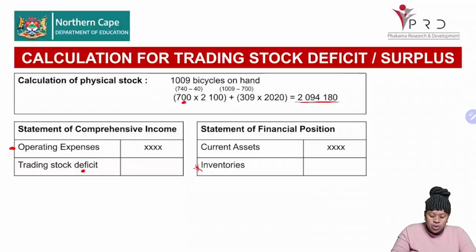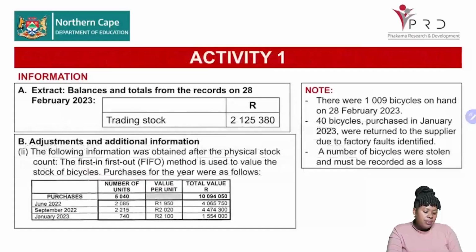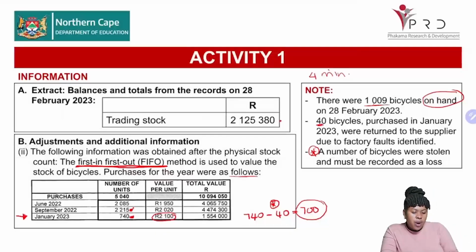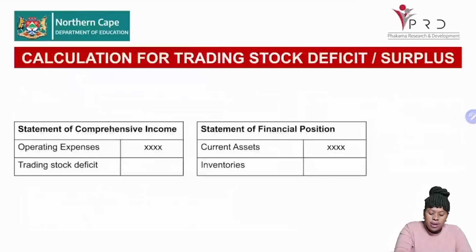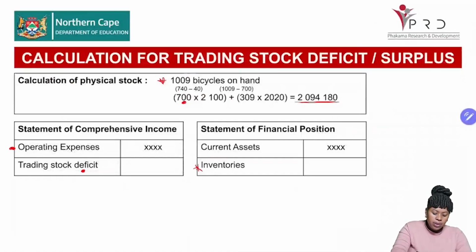So we are going to calculate the value of those 700 bicycles because remember, we have 1,009 on hand. So we're looking for the value. Let's quickly go back. Sorry about that. The price for those bicycles is 2,100. So that's why we multiplied by 2,100 over here, and then that will give us the amount.